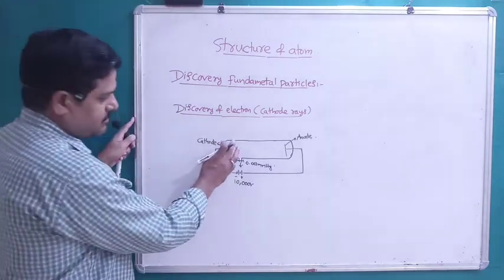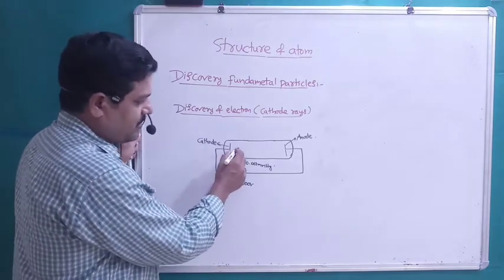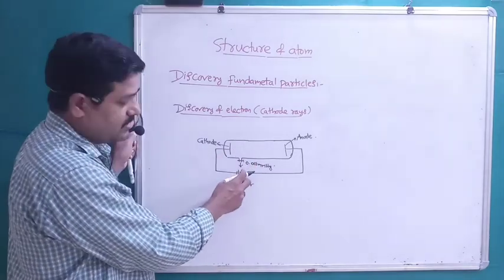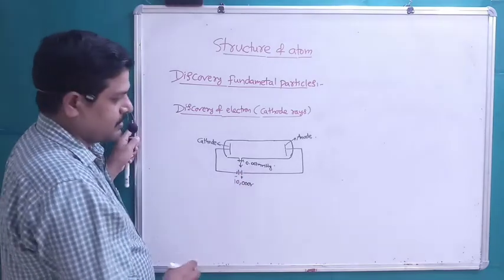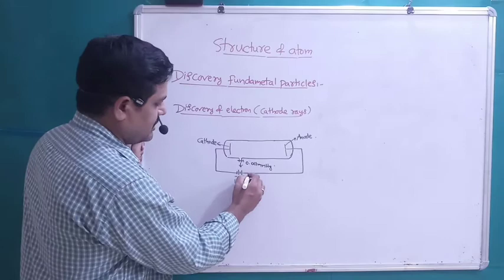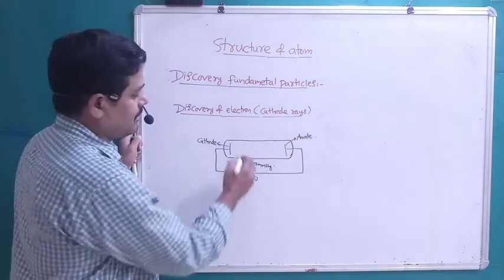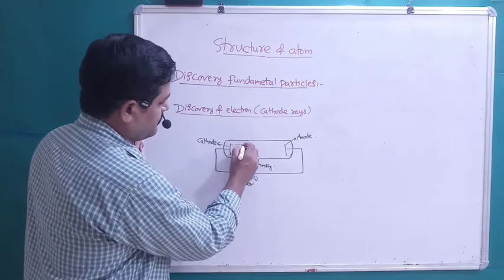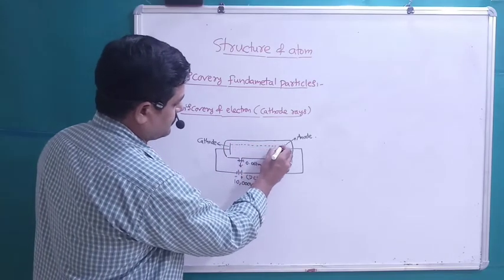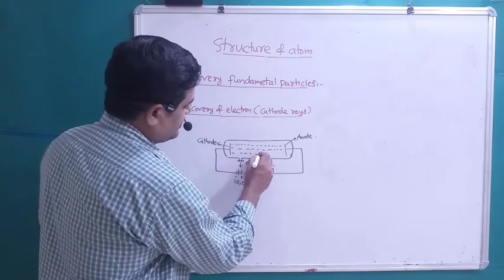Discharge tube, this is first filled with some gas and connected with the vacuum pump, where the pressure of the gas is 0.001 mmHg, and this is subjected to a high voltage DC source. Then he observed that some invisible rays are moving from the cathode to anode.